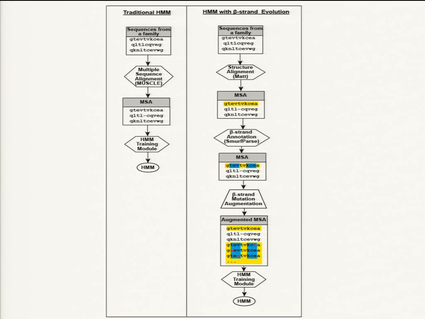So here's how the new process constructs the HMM. We start with sequences from a family with known structure. I use the program to create a multiple alignment, pass it through a program to purge the alignment, and use the mutation model you just saw previously. We add the mutations, and the augmented set is used to build the HMM.